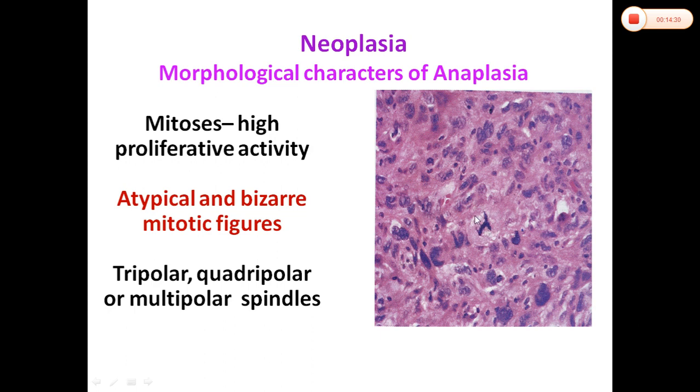These mitotic figures are also seen in normal tissues. But in anaplastic cells, that means in malignancies, atypical and bizarre mitotic figures are seen, sometimes with tripolar, quadripolar or multipolar spindles. In the adjacent picture in the center you can see the mitotic figure with a tripolar spindle.